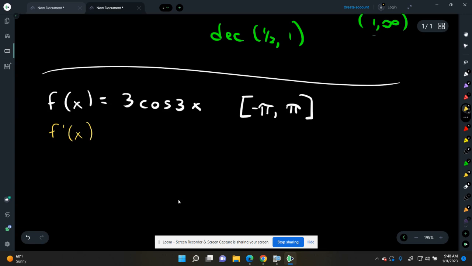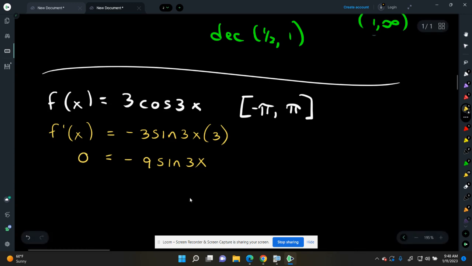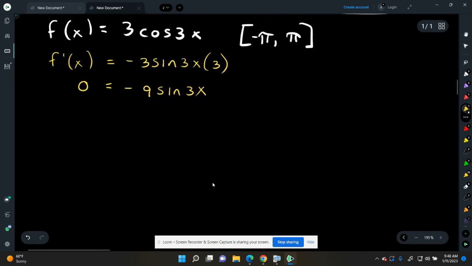Yeah, we got to do outside, inside. All right, so outside is the cosine. So we've got negative 3 sine 3x times the derivative of 3x, so times 3. So we get negative 9 sine 3x. Now this is kind of nasty, right? We have to solve this trigonometric equation. Who remembers how to do that? So we know negative 9 does not equal 0. So that's not an issue.